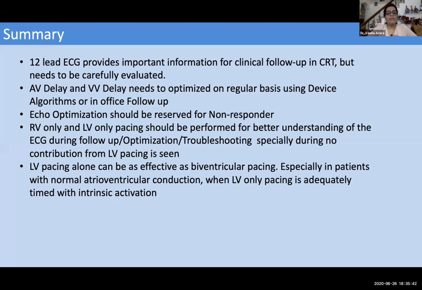And LV pacing alone can be as effective as BiV pacing, but it has to be done in patients who have normal AV conduction. And we have to time it well with the intrinsic activation of the patient. So to get a good result, we have to know not only how to do a good CRT, but to program the CRT in a correct way so that we get a good outcome on the ECG. I have a couple of ECGs here to show.